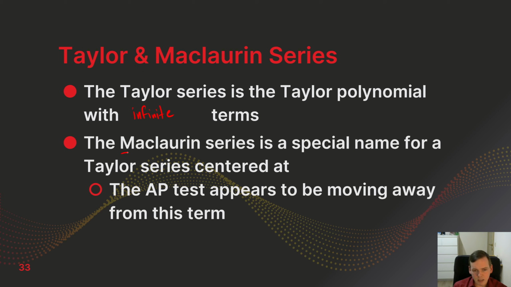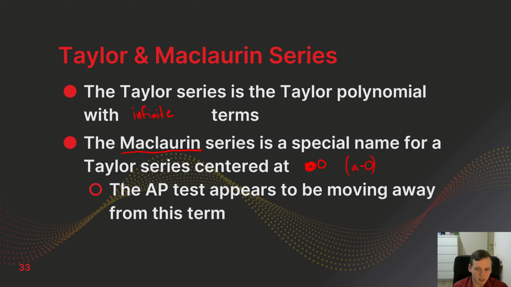The Maclaurin series is a special name for a Taylor series that's centered at x equals 0. So if a is 0, in other words, a is 0. This really shouldn't be x, it should just be a equals 0. If a is 0, it's also called the Maclaurin series, but the AP test appears to be moving away from using that term. It is technically still in the curriculum, but usually what they say now is just a Taylor series centered at 0.